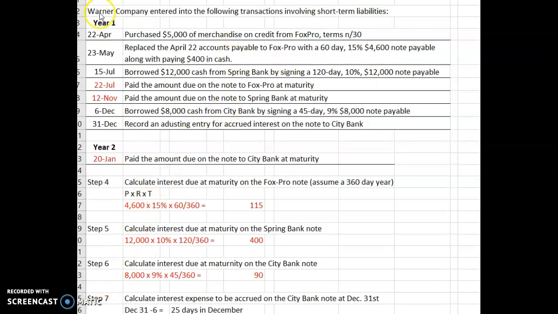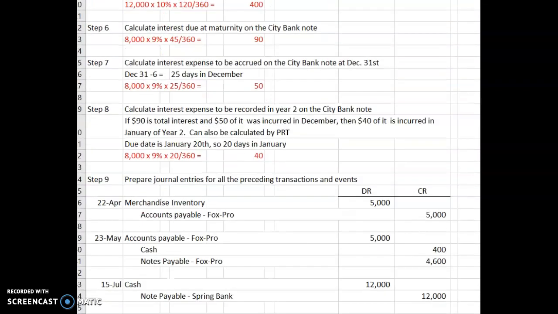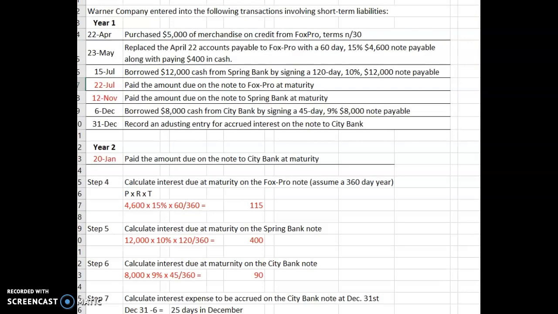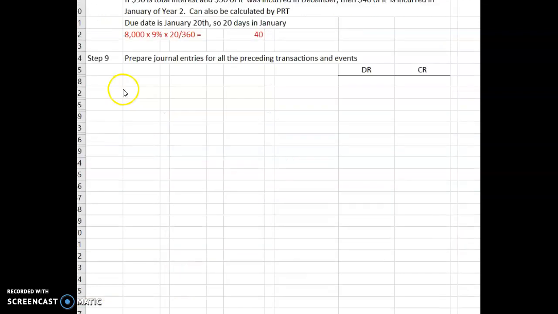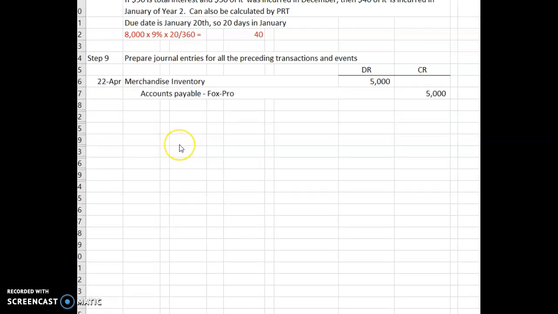The first transaction is on April 22nd. We purchased $5,000 of merchandise on credit from Fox Pro, terms net 30. You go ahead and write that journal entry. Then start the video again and check your work. This was a pretty straightforward journal entry. We debited merchandise inventory and credited accounts payable Fox Pro for $5,000.